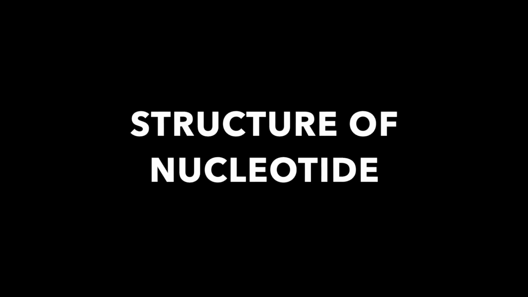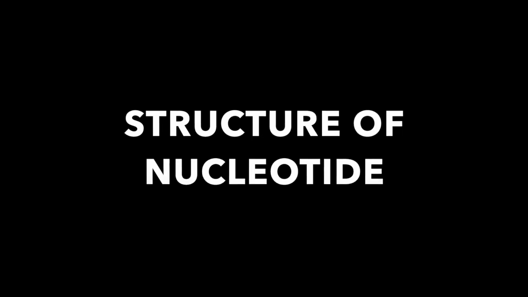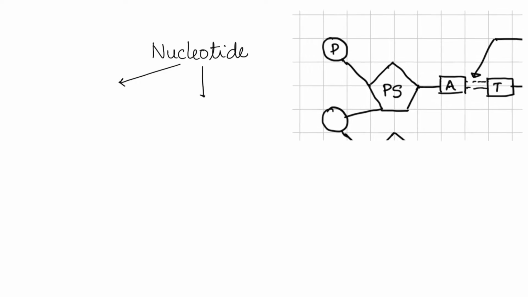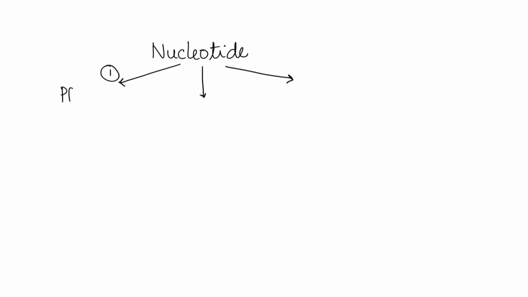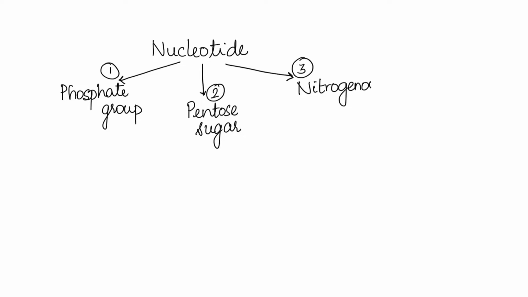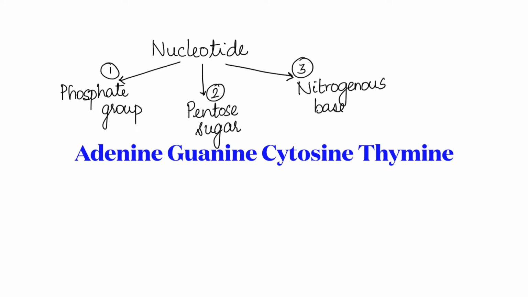In this video, I will show how to represent a nucleotide. Nucleotide is a unit of DNA. In other words, DNA is made up of structures called nucleotides. Each nucleotide has three parts: a phosphate group, a pentose sugar, that is, a sugar having 5 carbon atoms, and a nitrogenous base. Nitrogenous bases are of 4 types: adenine, guanine, cytosine, and thymine.